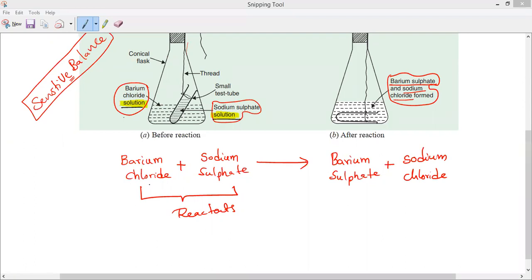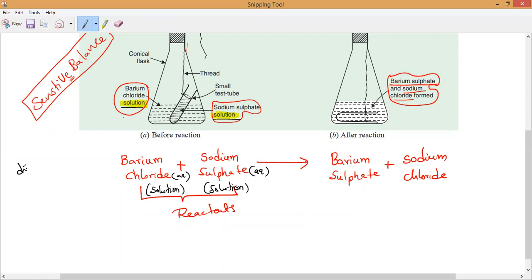So barium chloride, what is the state, guys? It is a solution, meaning aqueous state, and this one is also a solution. So what is the state of this one? It is also aqueous state. Aqua means dissolved in water. What is this called? Any substance dissolved in water is called aqueous state. Is it okay, Hari? Yes, sir. So we will represent it with aq.